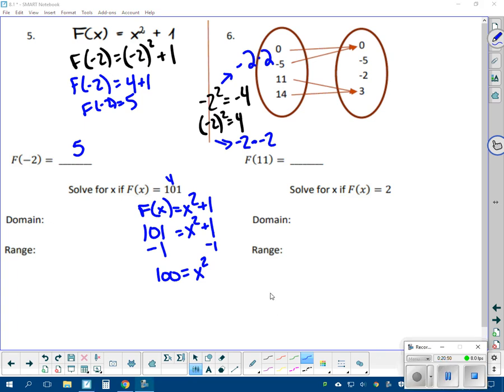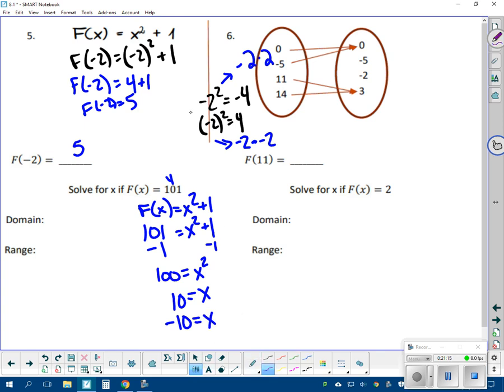And then how would we get rid of the square? Or what number squared equals 100? You could either take the square root, or you can think just what number do I square to get 100? And hopefully you're thinking 10. But that's not the only one. Because remember up here, if I put a number in parentheses and square it, a negative number, it becomes positive. So we could also have negative 10.